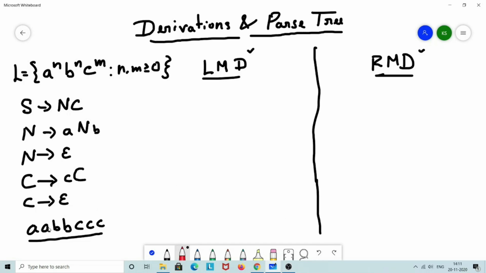Now I want to get this string, AABB followed by 3C. So obviously we have to start with the first rule or the starting non-terminal, which is S gives NC. The rule applied here is S gives NC. So this is the rule applied, and this is the derivation.